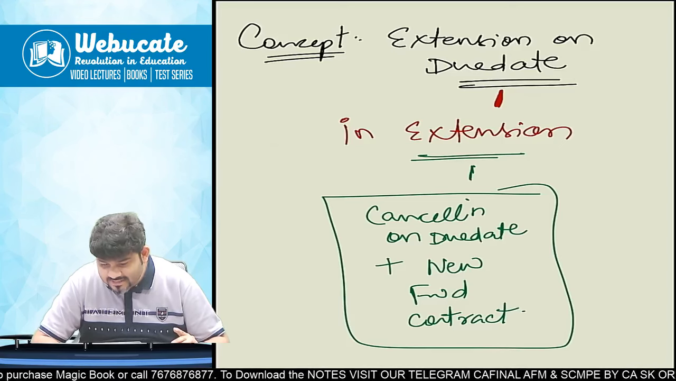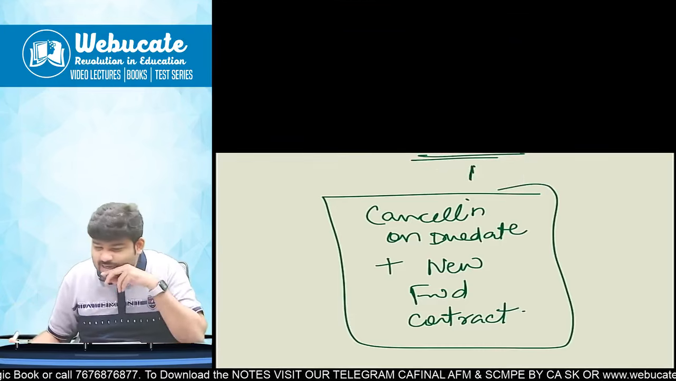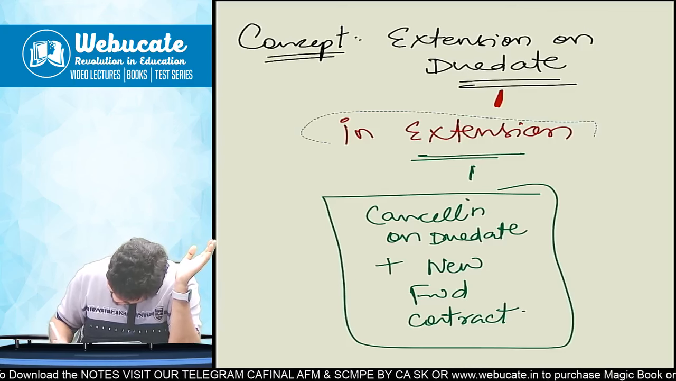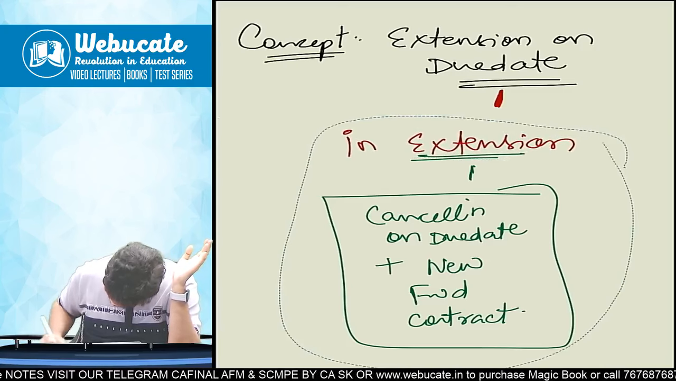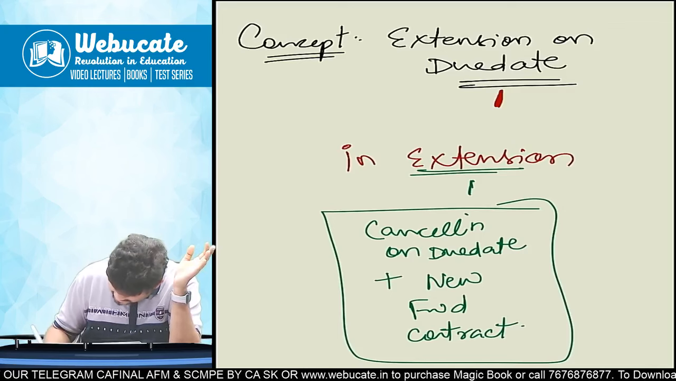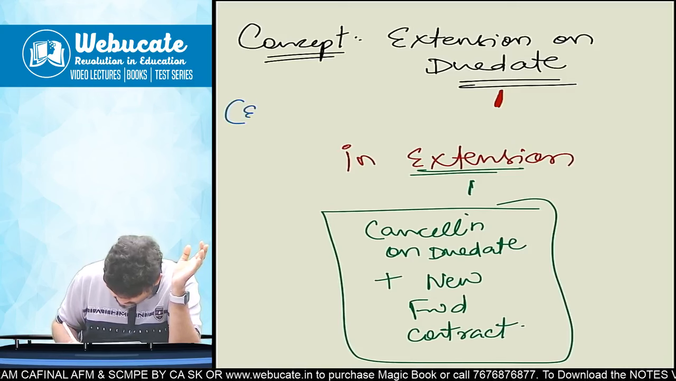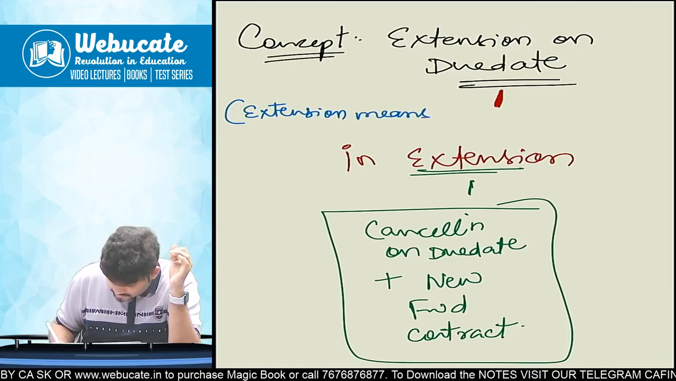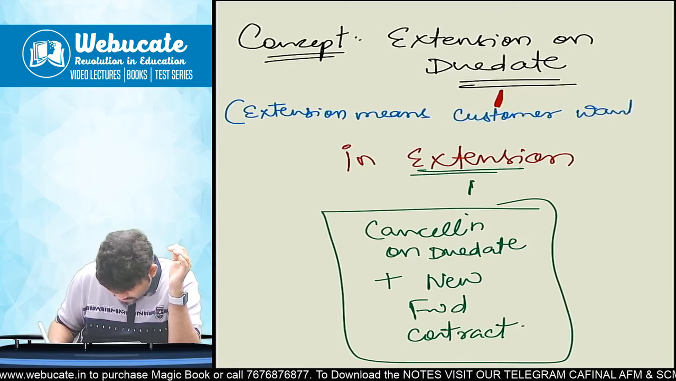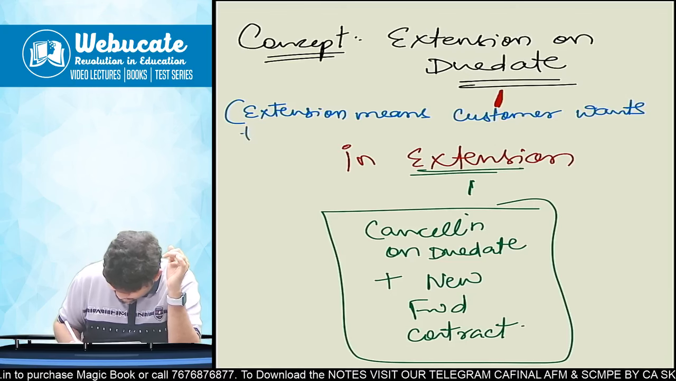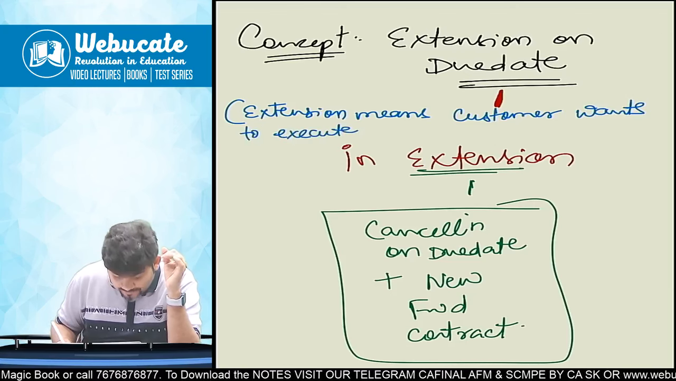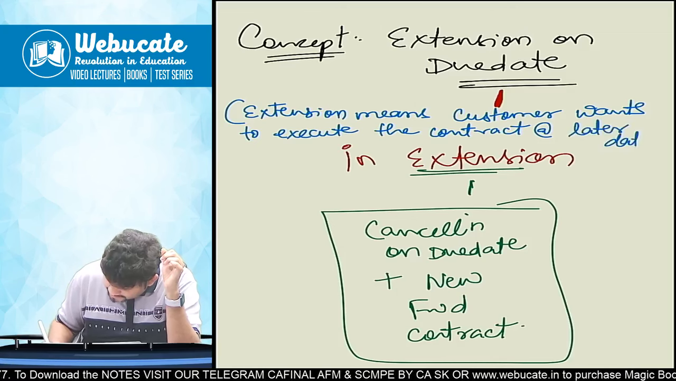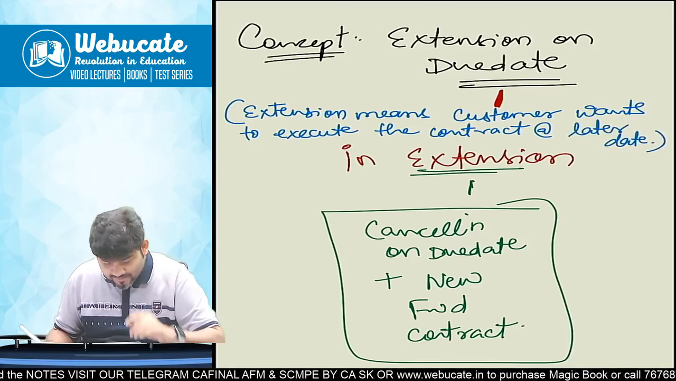Written. What does extension mean? It basically means that customer wants to execute it at a later date. Fair enough. No problem. We can write if you want. What happens in extension? What is extension you want? I can dictate it to you. Write up. Extension means customer wants to execute the contract at later date.